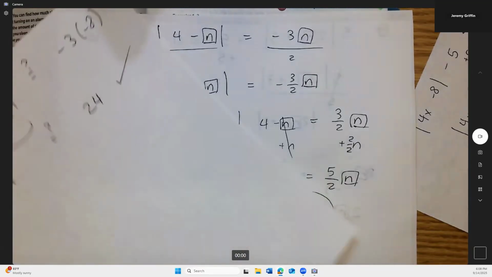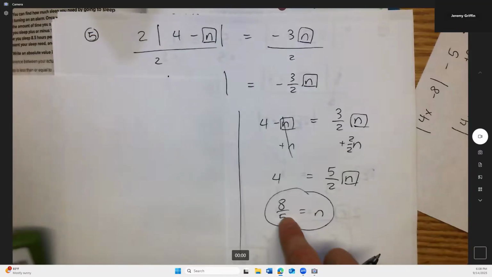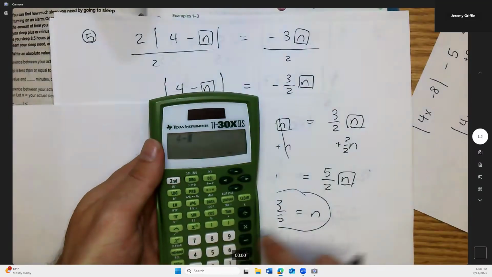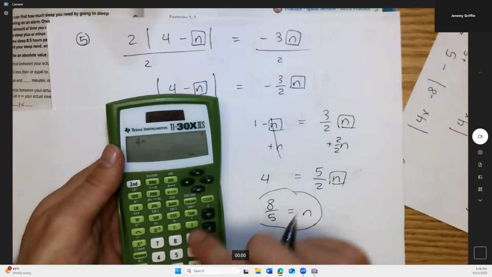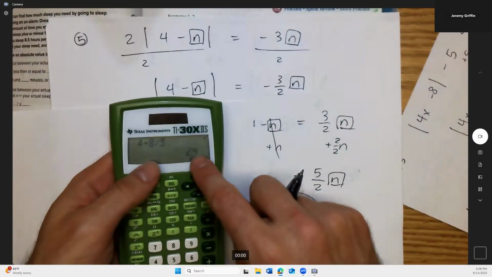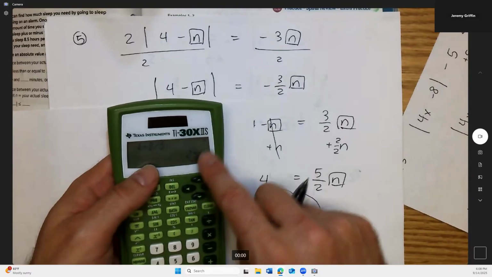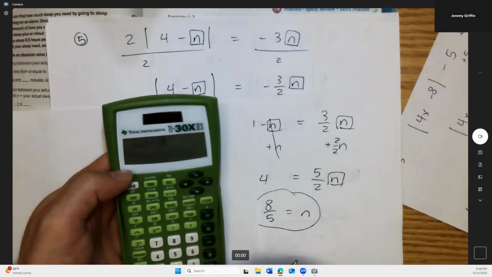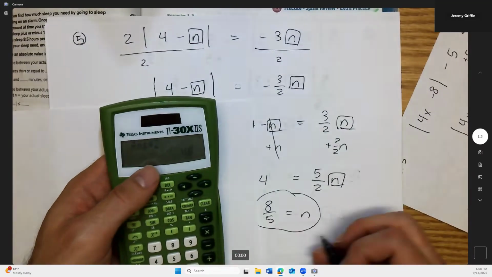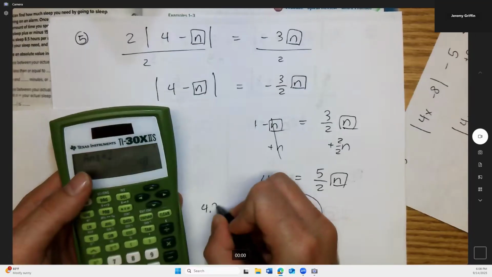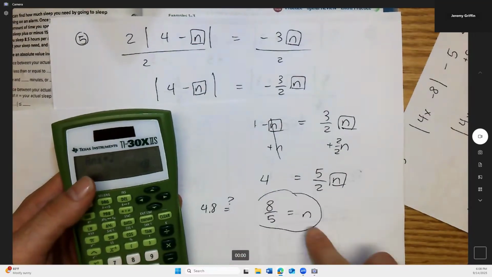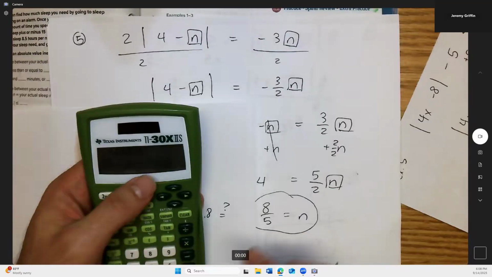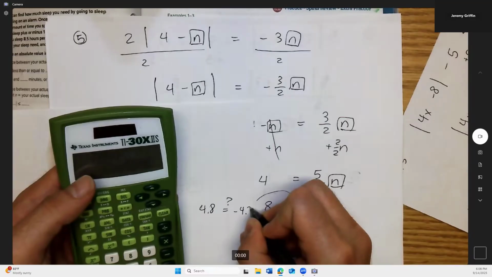Okay, so -8 works. I think this one's going to fail though. So what if I plug in 8 over 5? Okay, so 4 minus 8 over 5, that's 2.4. Right? So times 2, that gives me 4.8. Right? So drop down 4.8. Okay. Is that equal to, and then on this side, -3 times 8 over 5 is -4.8.